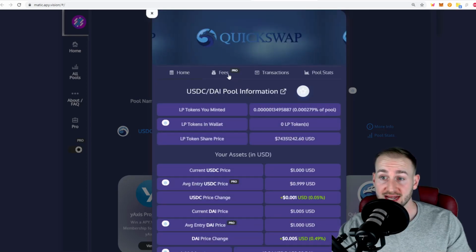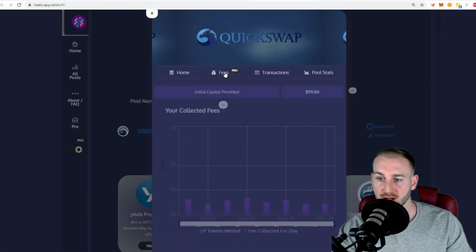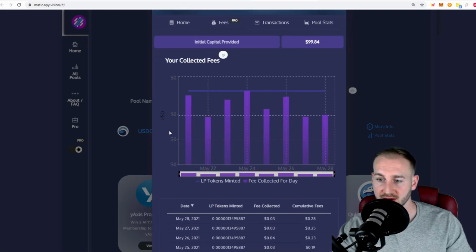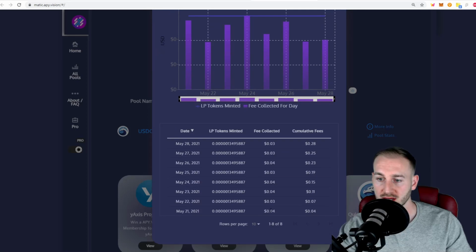If you click on fees, so this is only with the pro version, you can actually see the fees that you've been accruing from these LP tokens. So I've been roughly getting 4 or 3 cents per day, and cumulatively I've got 28 cents thus far on just $100. Not a bad rate of return.